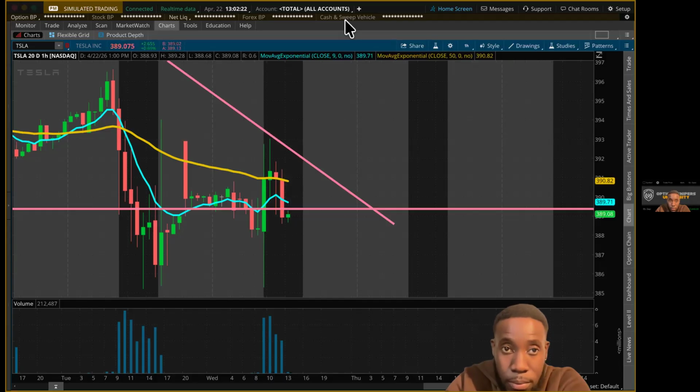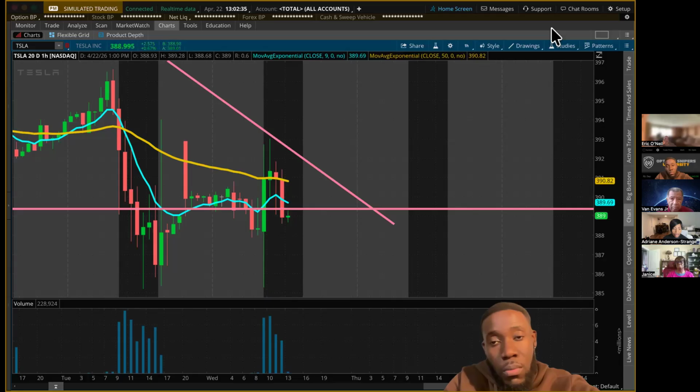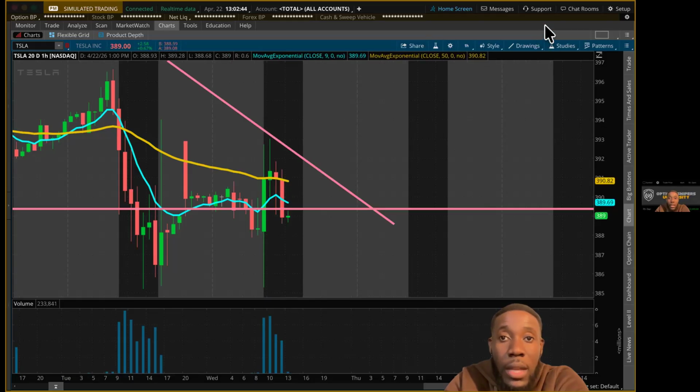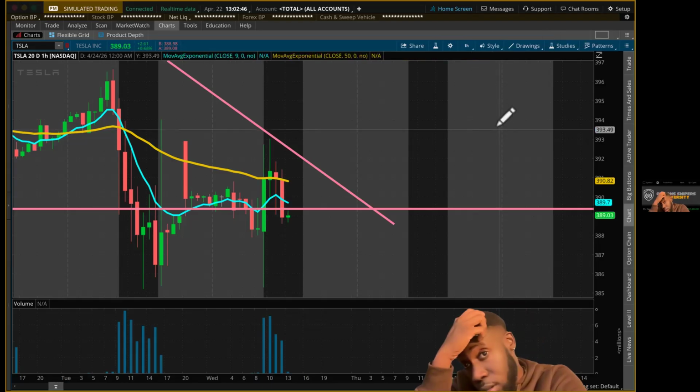So someone that's just starting out as a beginner, does it make sense to specify the amount you are willing to lose, or to play more so with the chart, like you're saying? Which one makes more sense? In my opinion, I would base it off of the chart.